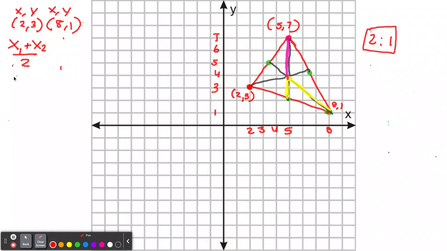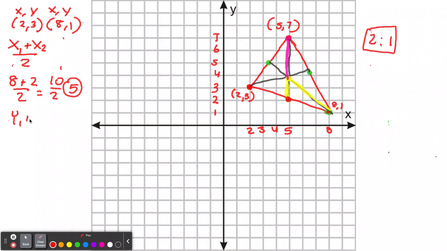So if we took them, we can use 8 plus 2 over 2. That's 10 over 2. And we know that 5 would be the x right there. Actually, we can see it's 5, 2, right? We can see it right there. Well, let's make sure, let's prove it.